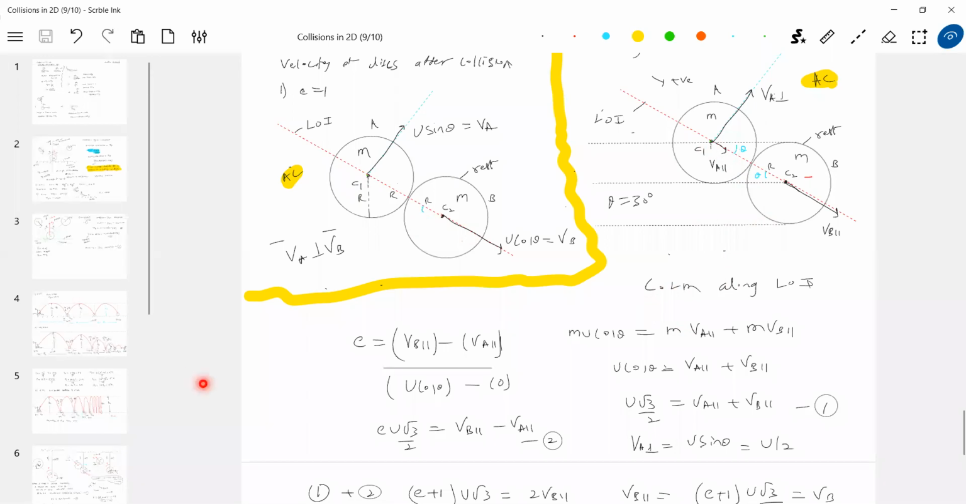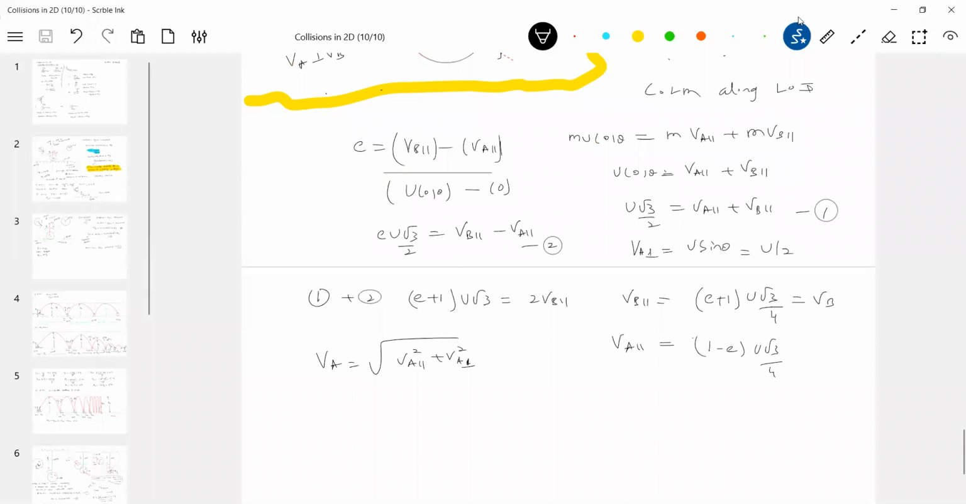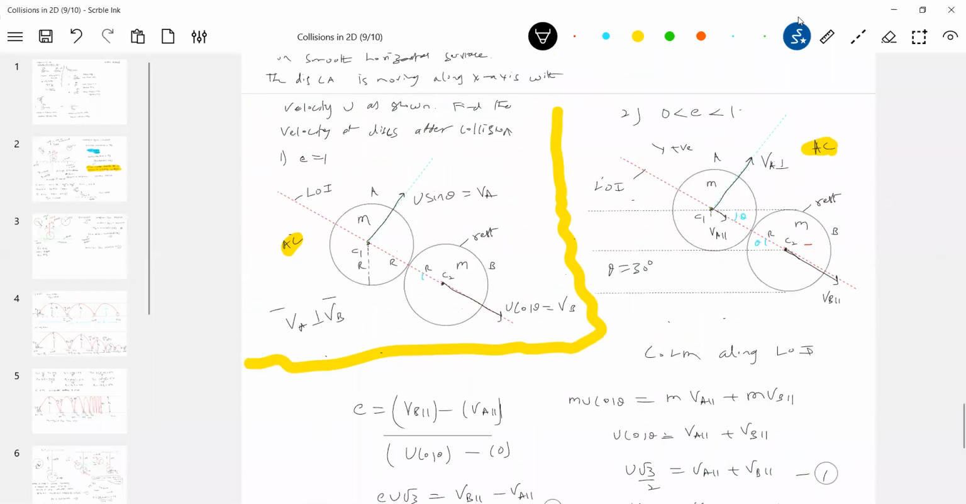So there's a very basic fundamental problem. So what is the conclusion now here? Disk B will move along the line of impact, and disk A, I can't write any specific thing here, whereas here this is perpendicular to the line of impact.